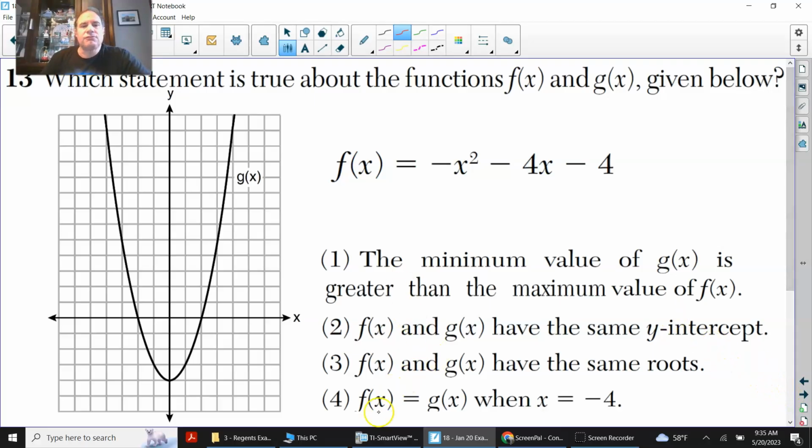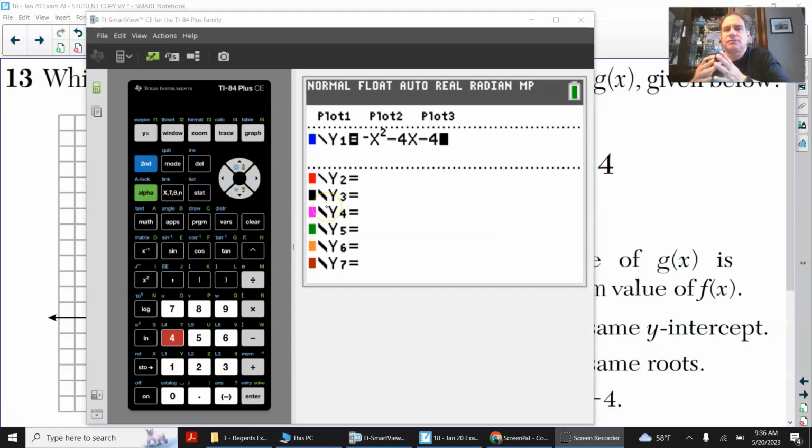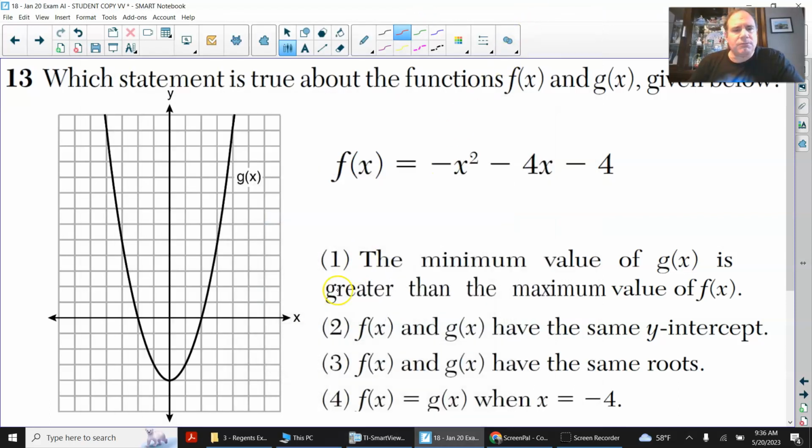So for this one, again, grab your calculator. We're going to put that trinomial in the calculator as Y1. We're going to press graph, and there is the parabola. So we're just going to look. The minimum value of g of x is greater than the minimum value of f of x. So just take a look. This is g of x. This is f of x. So this is on your calculator. The minimum value of g of x is here. It's the lowest point. The minimum value is the lowest point of the parabola. 1, 2, 3, 4.